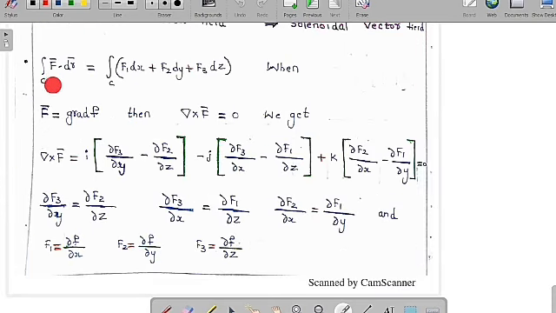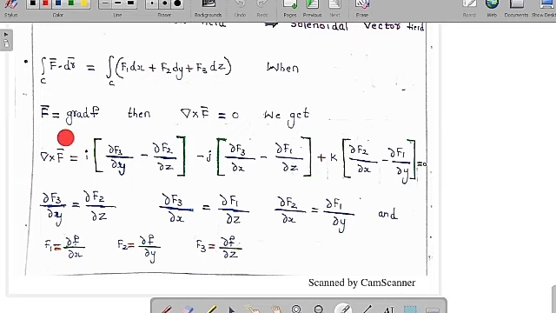Suppose I want to find the closed line integral of f bar dot dr bar. I have already told you that f bar is equal to f1 i cap plus f2 j cap plus f3 k cap. Similarly dr bar is equal to dx i cap plus dy j cap plus dz k cap. If you do that, we are going to get the closed line integral of f1 into dx plus f2 into dy plus f3 into dz.